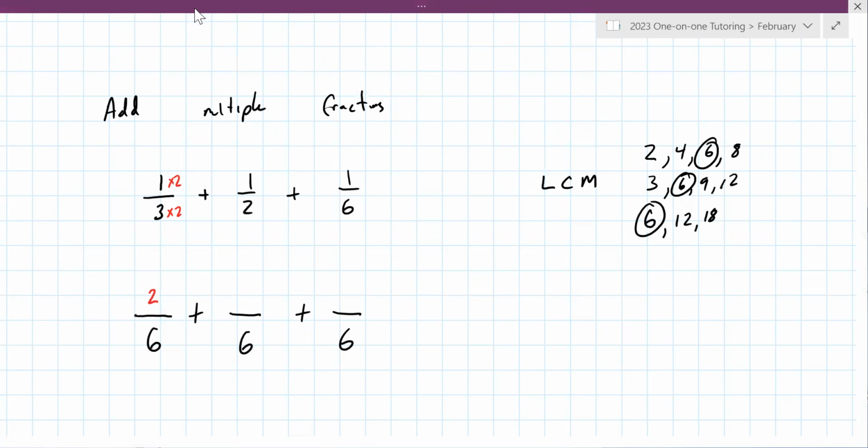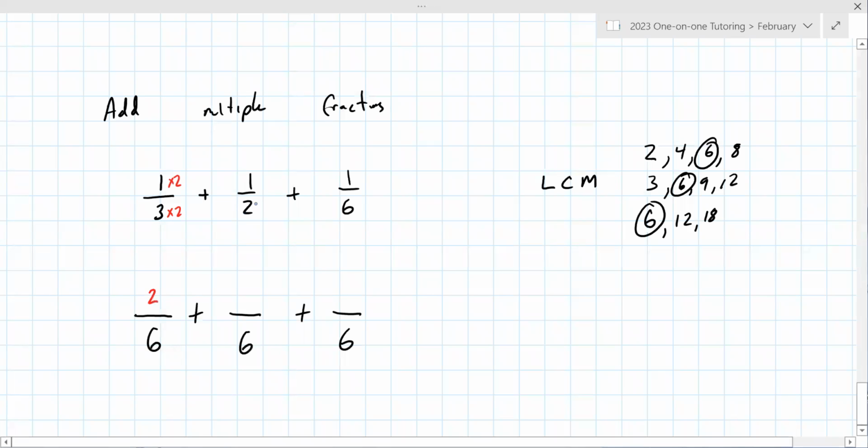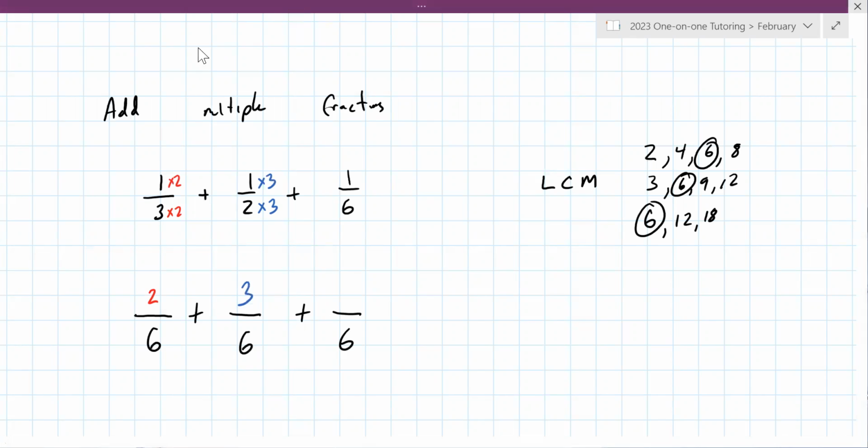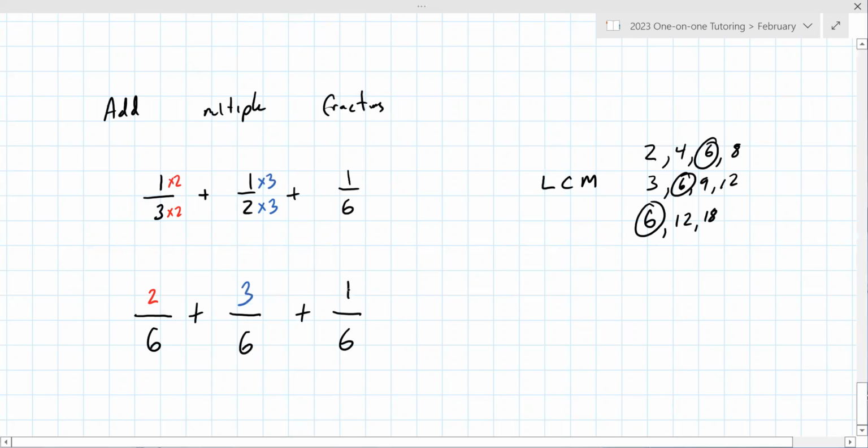Now, what do you multiply in the middle, the 1/2, by to get 6? What do you multiply the 2 by to get 6? 2 times 3 is 6. So this is 3. And then because it already has that number there, you just use that number. So now you can add the tops. What do the tops add up to?